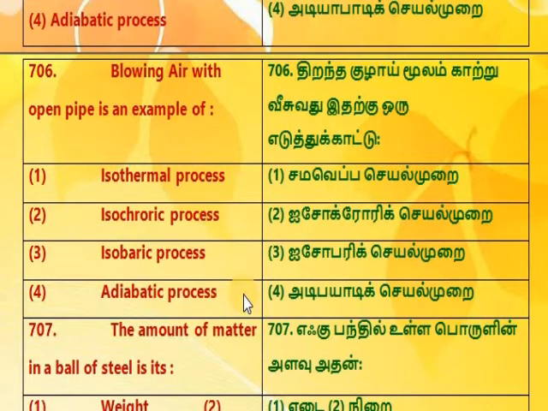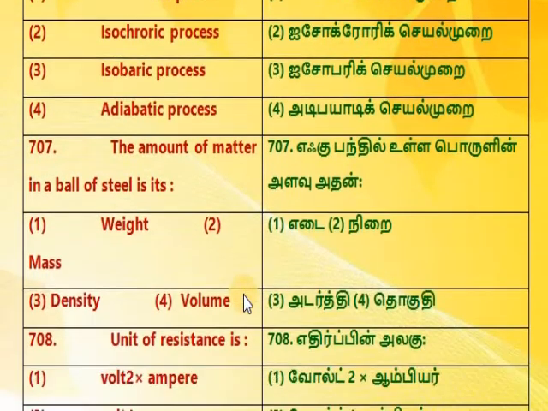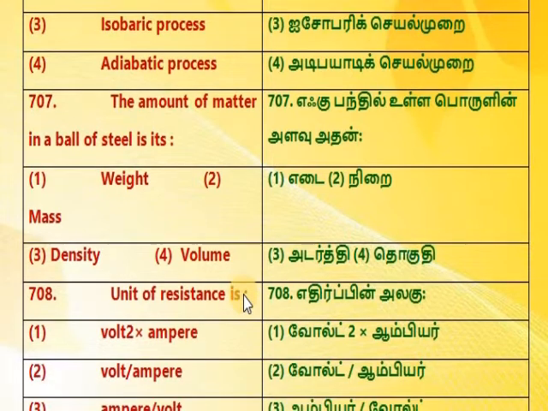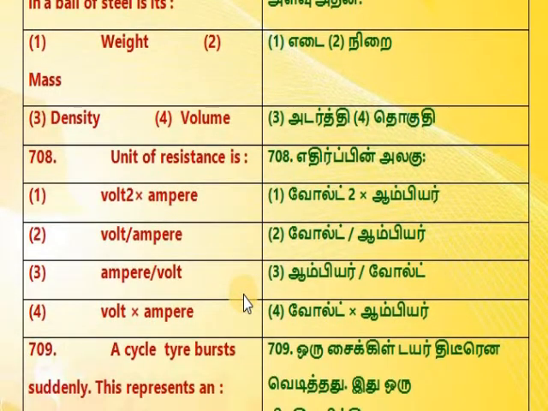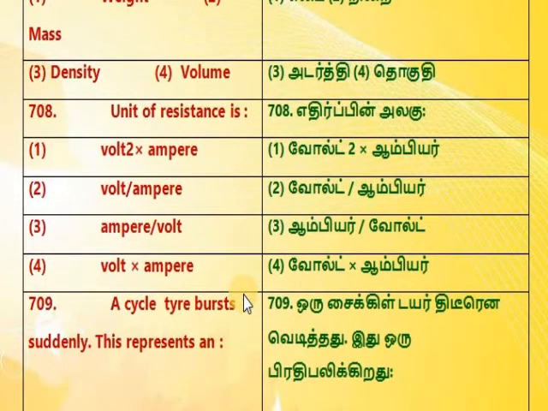707. The amount of matter in a ball of steel is its: 1. Weight, 2. Mass, 3. Density, 4. Volume. 708. Unit of resistance is: 1. Volt times ampere squared, 2. Volt/ampere, 3. Ampere/volt, 4. Volt times ampere.